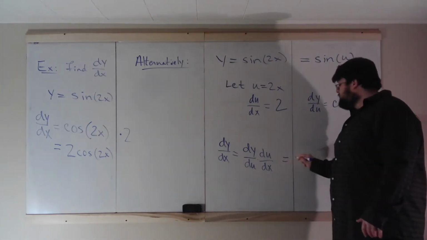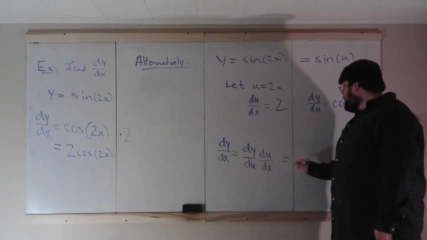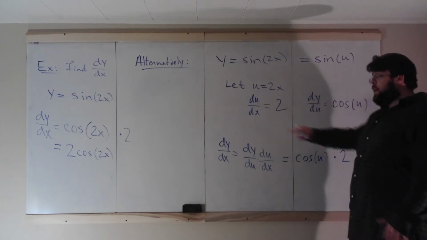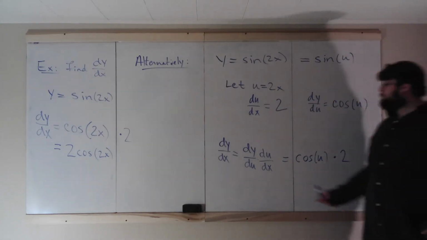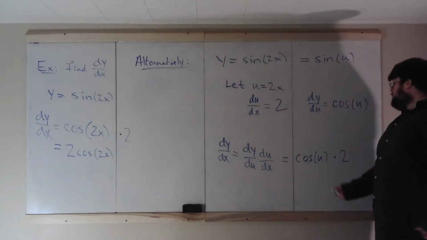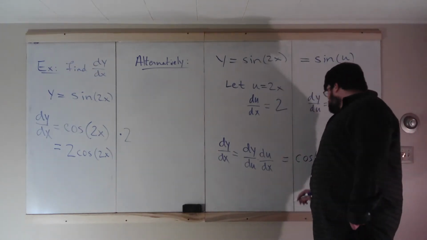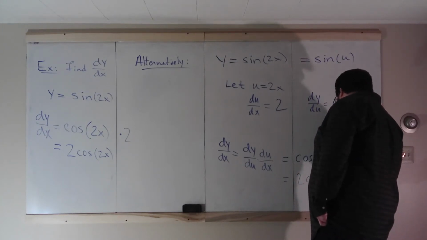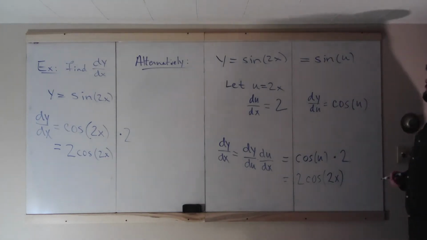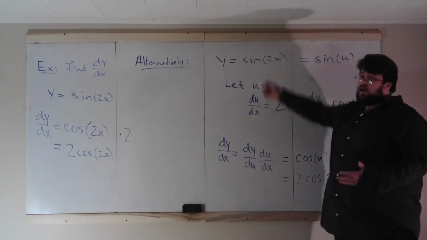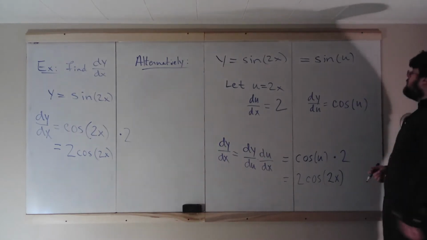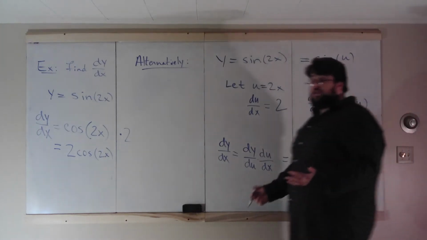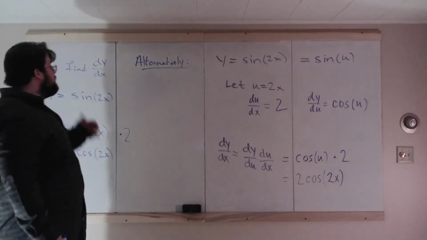So here, dy dx is just the product of these two. Dy du, so cosine of u, times du dx, times 2. And we want our final answer to be in terms of x, so we just replace u with, in this case, 2x. And I like writing the 2 in front. So here, we let u be our inside function, the thing preventing us from using the chart, and then we take the two derivatives and multiply them. And of course, you can see that these are, in fact, doing the same thing.